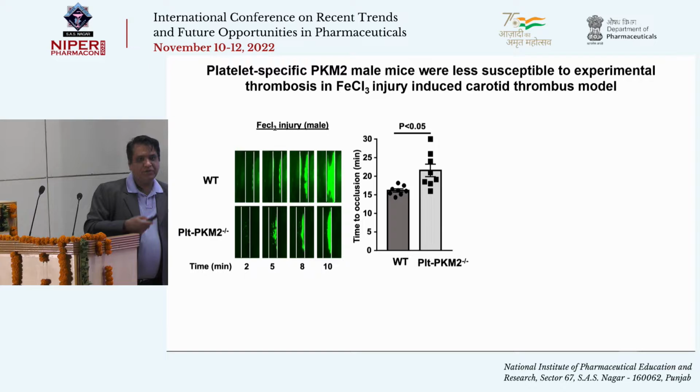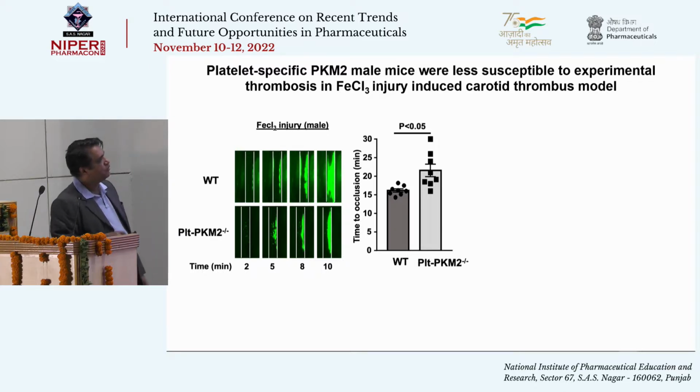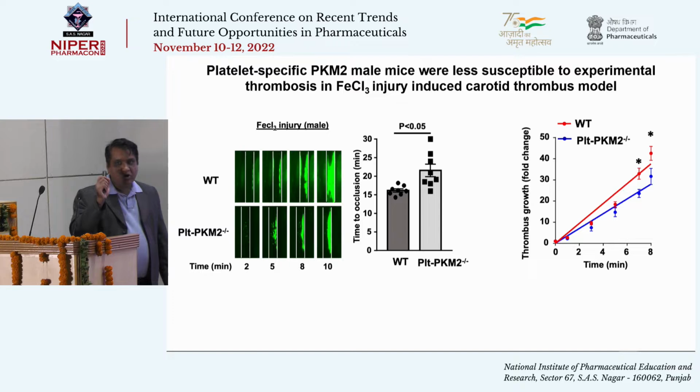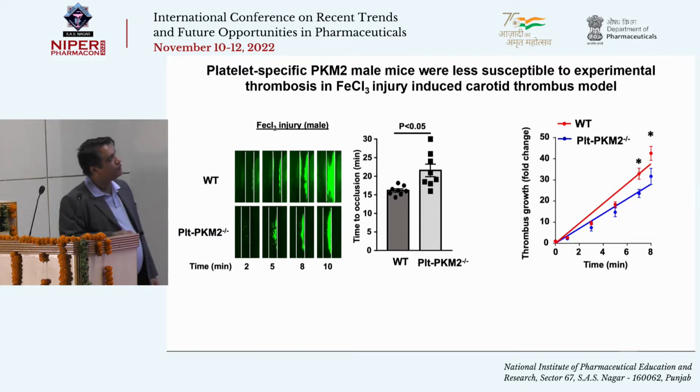So we used this assay with platelet-specific knockout mice. On the left-hand side are the microphotographs, and this is the quantification. And this is the thrombus growth. What we found is that in the mouse deficient in PKM2 in the platelets, the time to occlusion was prolonged, and the thrombus growth fold was decreased in the platelet-specific PKM2 deficient mouse.